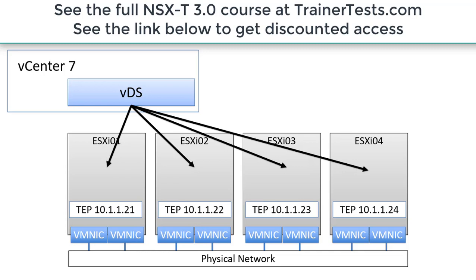There is a transition path from N-VDS to VDS. It involves manual steps, and you should contact VMware support to help you with that transition if you want to do that. But the bottom line right now is if you are in a pure vSphere environment and you're rolling out NSX-T 3.0, you should be using the vSphere distributed switch as the underlying switch for NSX-T.